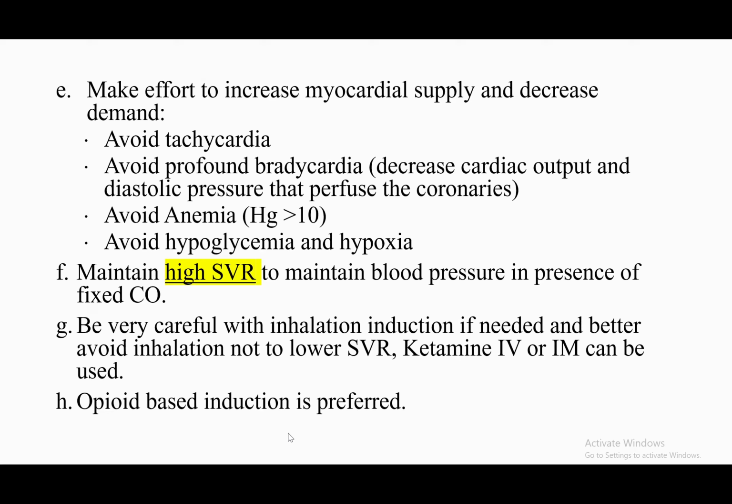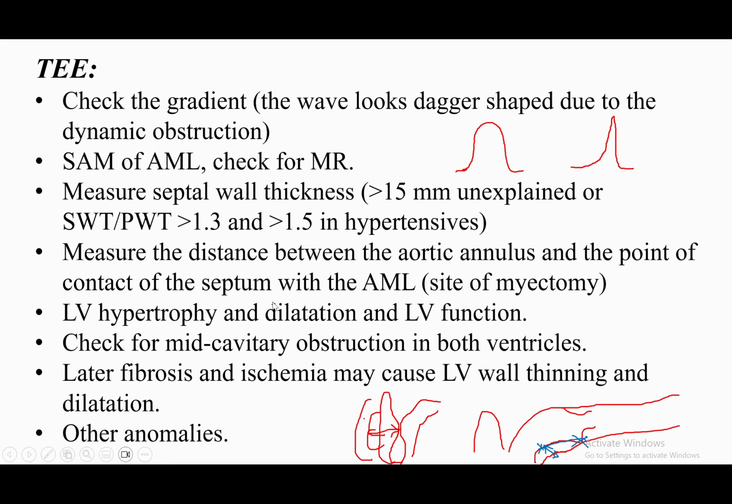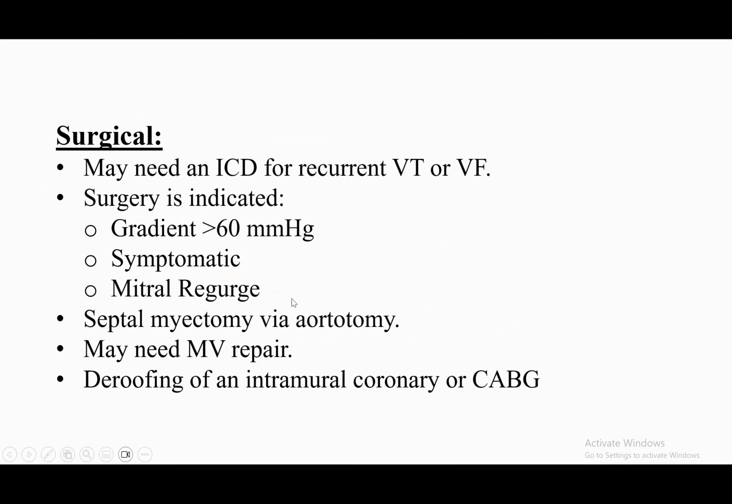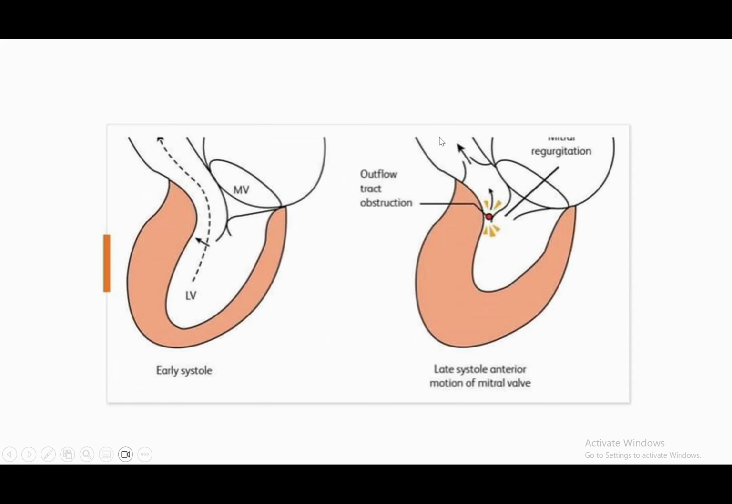Decreasing cardiac output and diastolic pressure that perfuse the coronaries. Avoid anemia. Avoid hypoglycemia and hypoxia. What is also important is to maintain high systemic vascular resistance, to maintain blood pressure in the presence of a fixed cardiac output, and to stent when we increase the afterload. Here, when we increase the afterload, we stent the LVOT, forcing the LVOT to remain open.